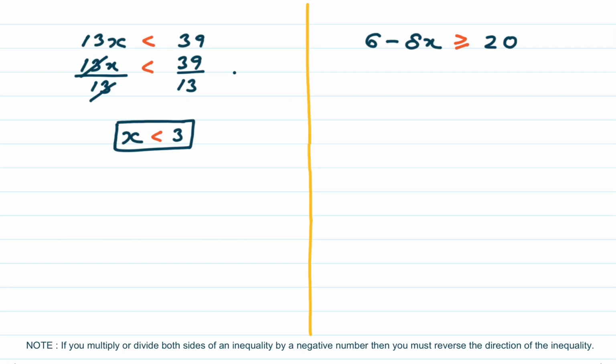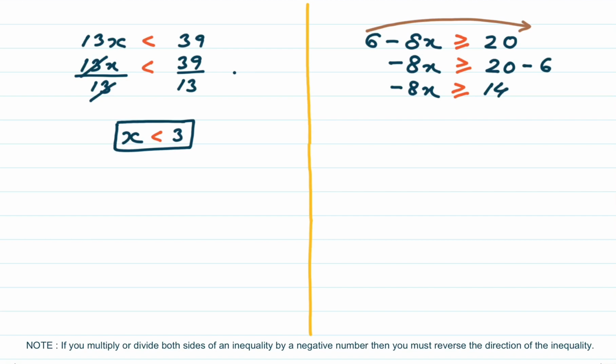In our next question, we need to shift the positive 6 to the other side of the inequality. We get negative 8x greater than or equal to 20 minus 6, which is negative 8x greater than or equal to 14.